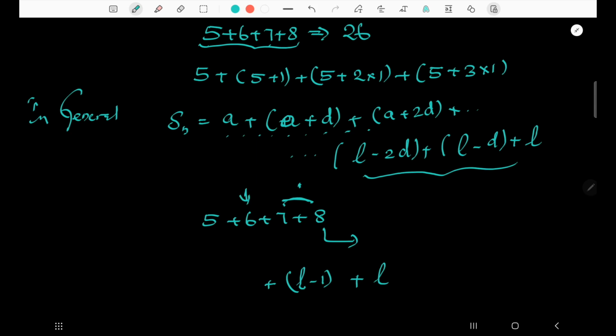And what is the 6? L minus 2 times of difference, right? That is 2 times of 1. So what is the difference between 6 and 8? The difference is 2. That means 2 times of difference. You see here, from the first term, we are adding the difference in terms: 1 time difference, 2 times difference, and 3 times difference. And with respect to the last term, the previous term will be last term minus 1 time the difference. The previous term is last term minus 2 times of the difference. Clear? So this is how we got this above equation.